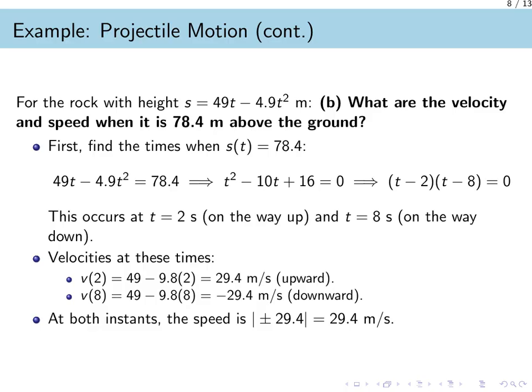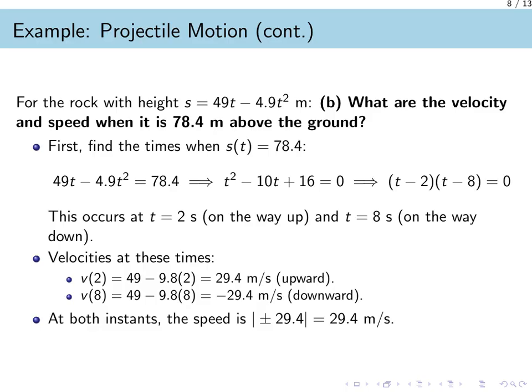To find when the rock is at 78.4 meters, we set its position function equal to that value. This gives us the quadratic equation t squared minus 10t plus 16 equals 0. Solving this equation yields two different times. t equals 2 seconds on the way up, and t equals 8 seconds on the way down.